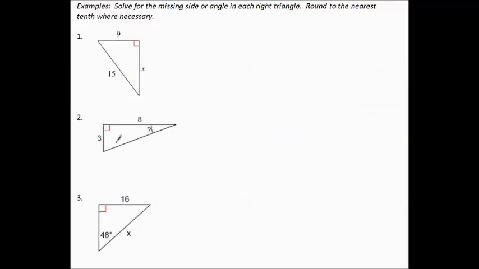Here are 3 examples that are very different. We need to know which skill to apply. Solve for the missing side or angle in each right triangle, round to the nearest tenth where necessary. So remember that nearest tenth means 1 decimal place. We have to know how to round and how the directions are given to us. So what are we given here? We're given two sides and we're looking for a side.